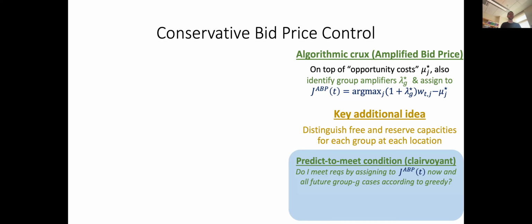And the second is that we introduce what we call a predict to meet condition. The way to think about that is that we will ask, for a given arrival of a given group membership: would we meet the group requirement for this group if we followed the amplified bid price control now, but then in the future, for the rest of the horizon, we will always assign greedily? Now, of course, we don't know that because we don't know the future arrivals, but we can add some buffers to capture randomness in the future arrivals.